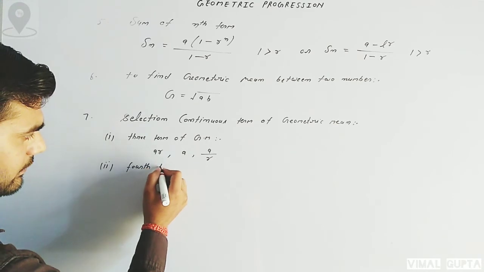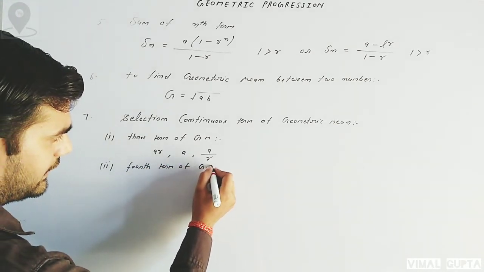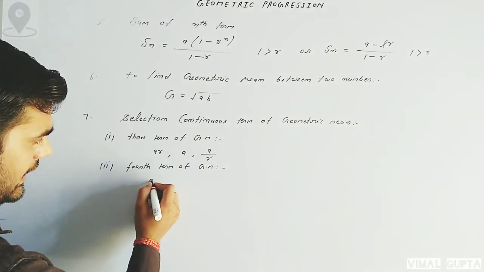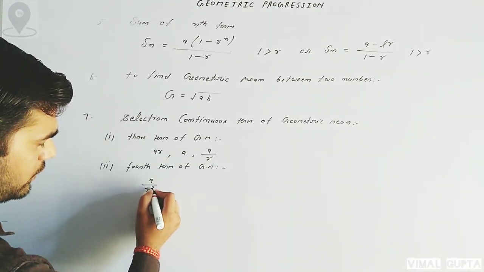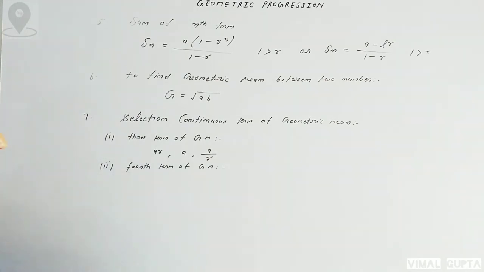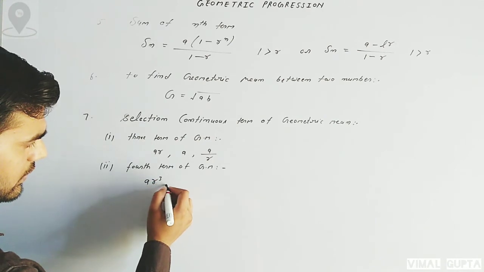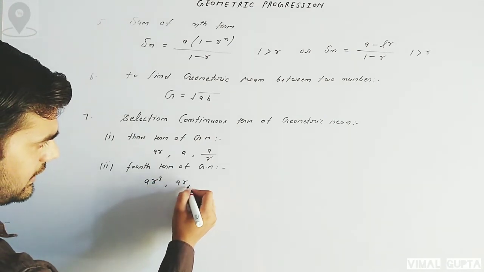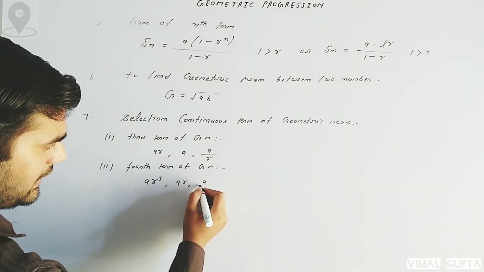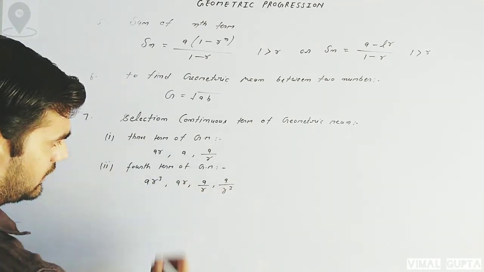Second is fourth terms of geometric mean: a/r³, a/r, ar, ar³.